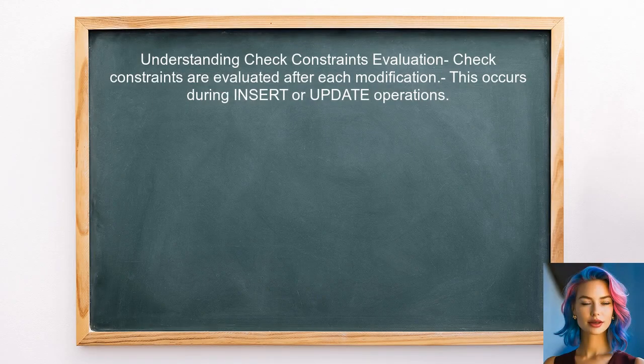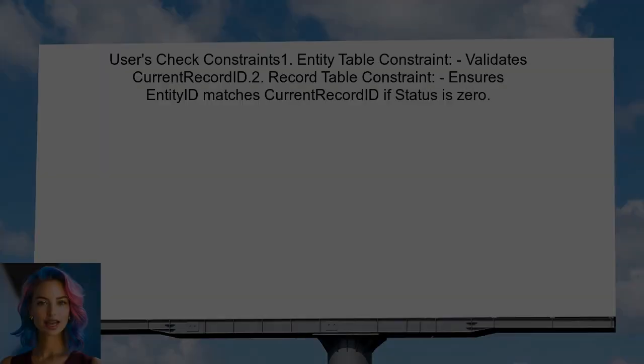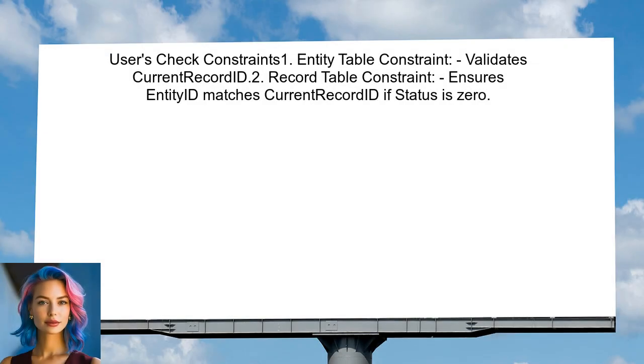To understand when check constraints are evaluated, it's important to know that they are checked after each modification to the data. This means that every time the user inserts or updates a record, the constraints are evaluated immediately. In this scenario, the user has two check constraints. One is on the entity table, ensuring that the current record ID is valid, and the other is on the record table, ensuring that if a record has a status of 0, its entity ID matches the current record ID.